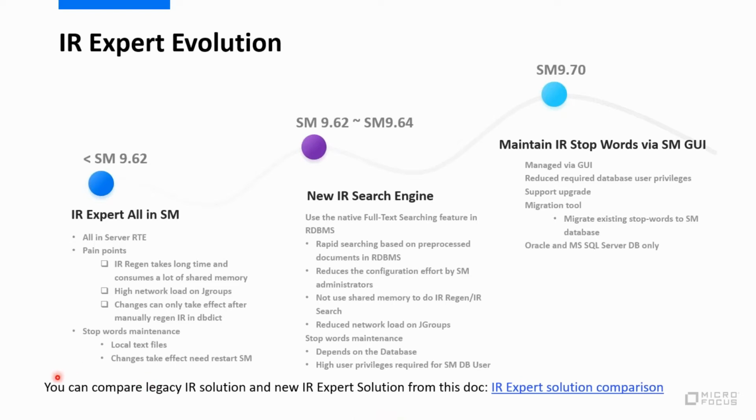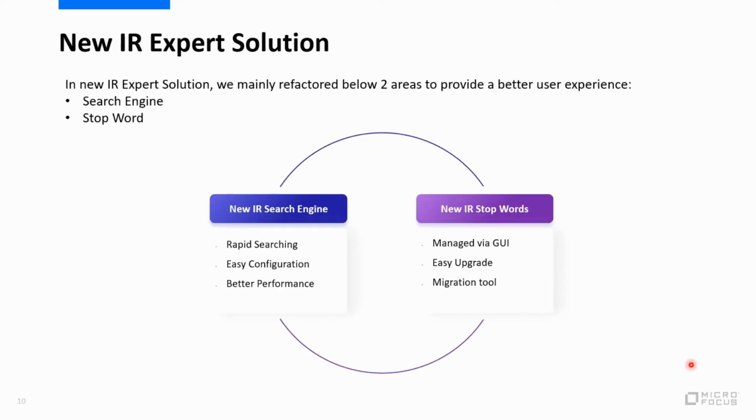You can also use this document to see the comparison between the legacy IR solution and the new IR expert solution. As I described just now, there are two areas that we refactored in the past. One is the IR search engine, and the other one is IR stop word.